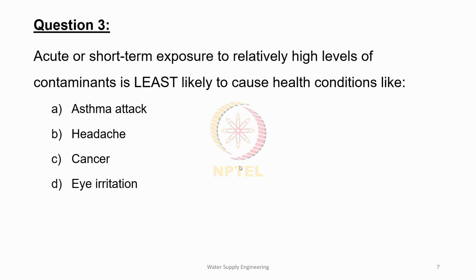Moving on to question number 3. Acute or short term exposure to relatively high levels of contaminants is least likely to cause health conditions like: option A, asthma attack. Option B, headache. Option C, cancer. Option D, eye irritation. So, if we are exposed to acute or short term high level of contaminant, it is least likely to cause which of the health condition?